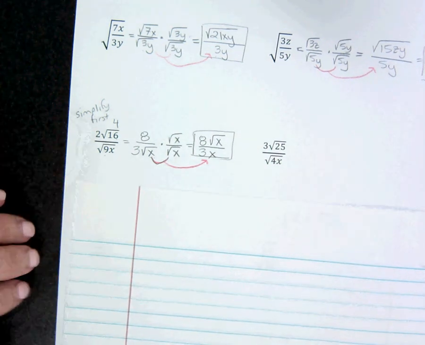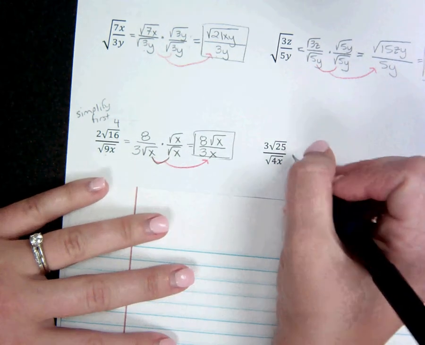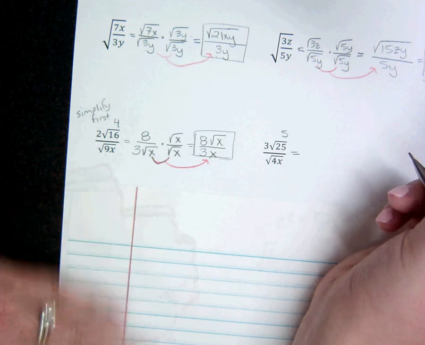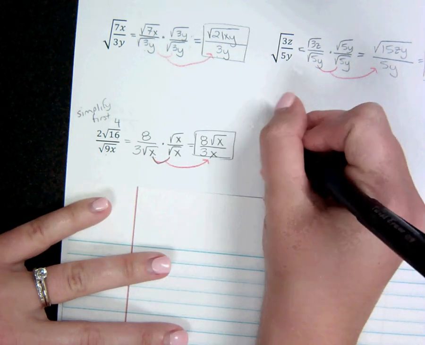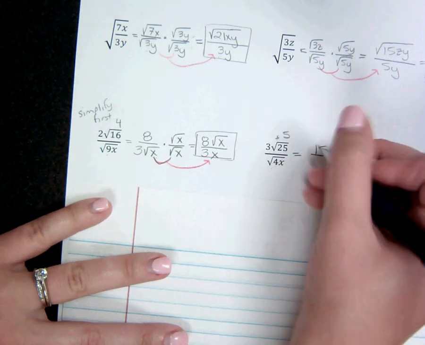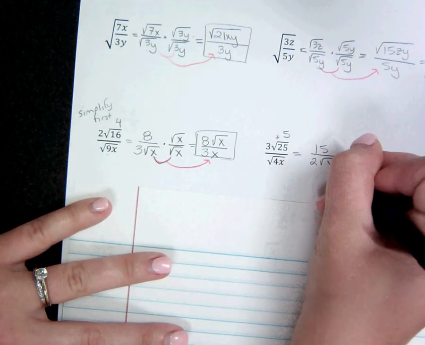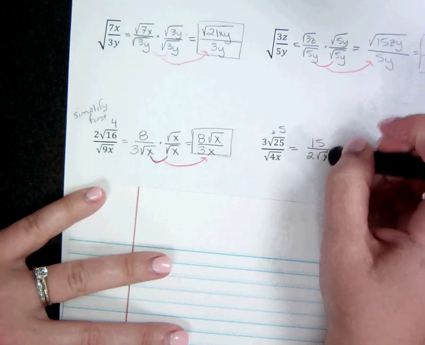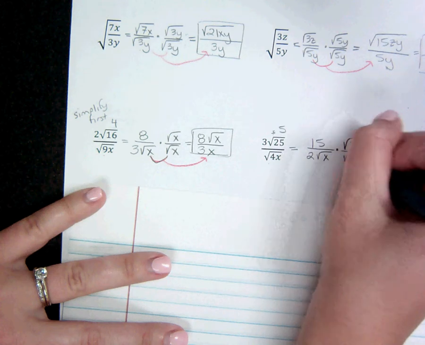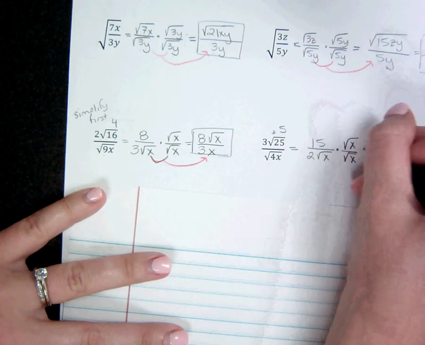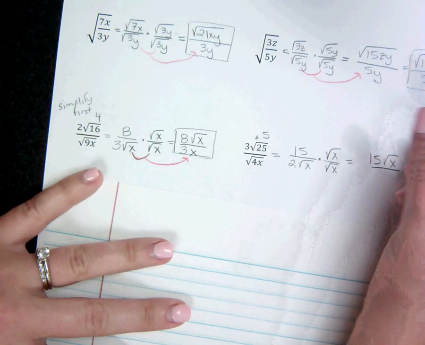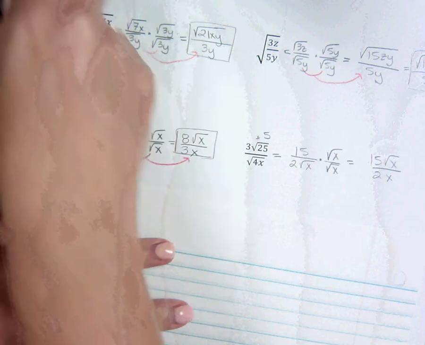Same idea with the next one if you want to try it on your own first. We have perfect squares. So the radical 25 is really just 5, and 3 times 5 is really just 15. Radical 4 is just 2. So the only part under the radical is x. And so when I rationalize, I only have to multiply by radical x, which just makes things a lot easier. So my final answer would be 15 radical x over 2x.